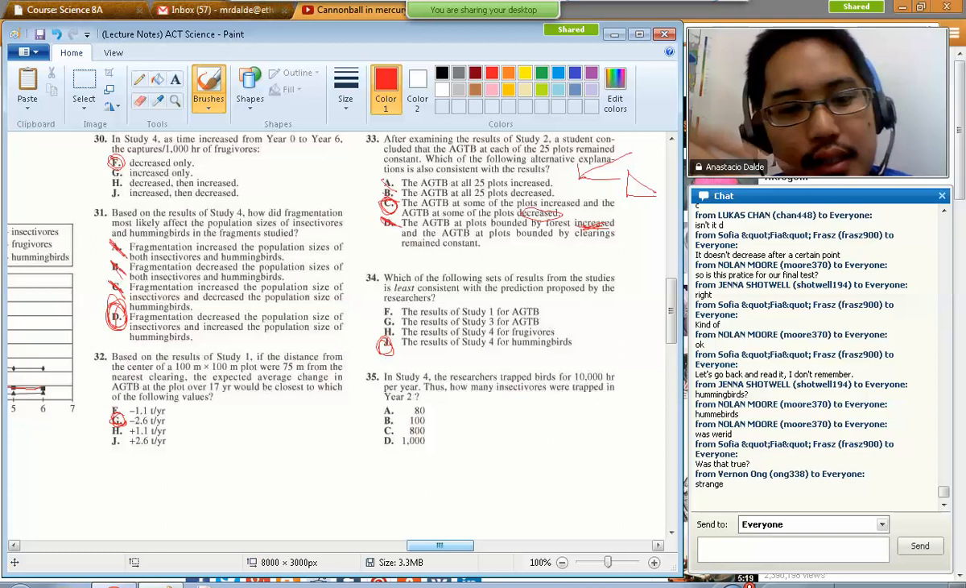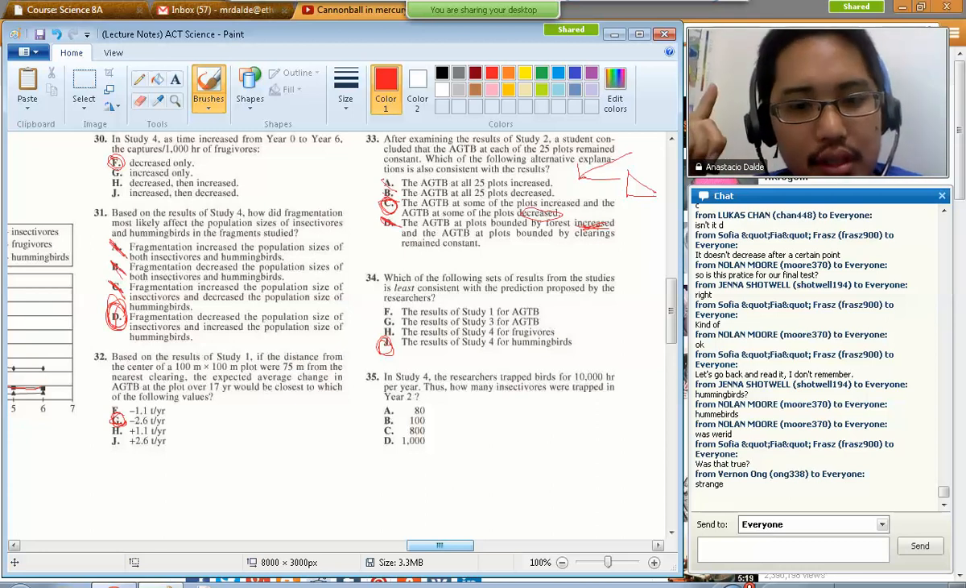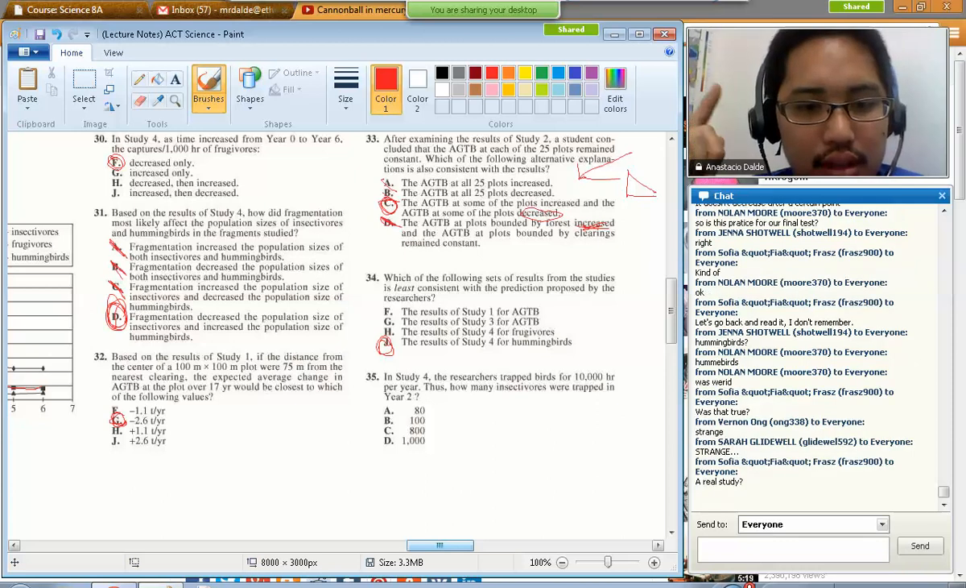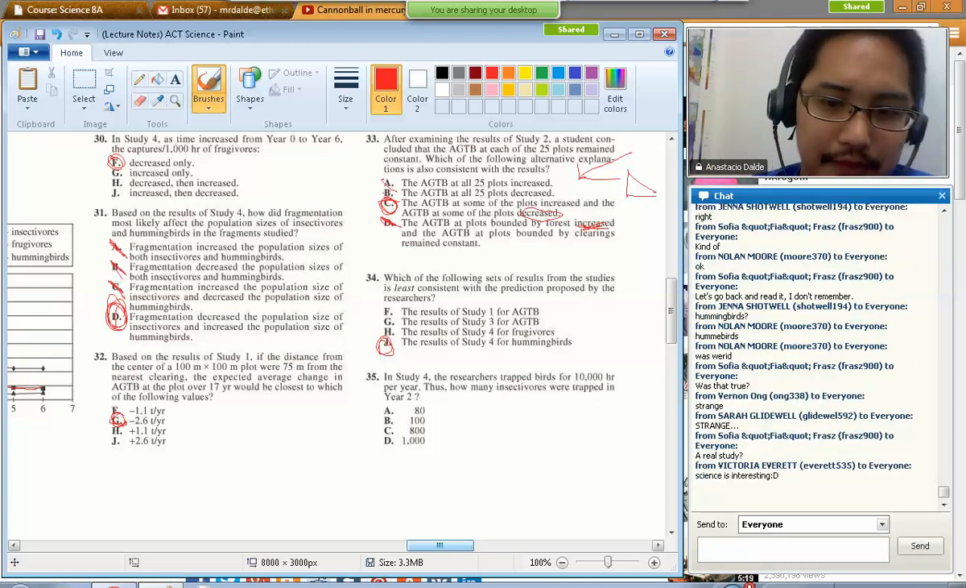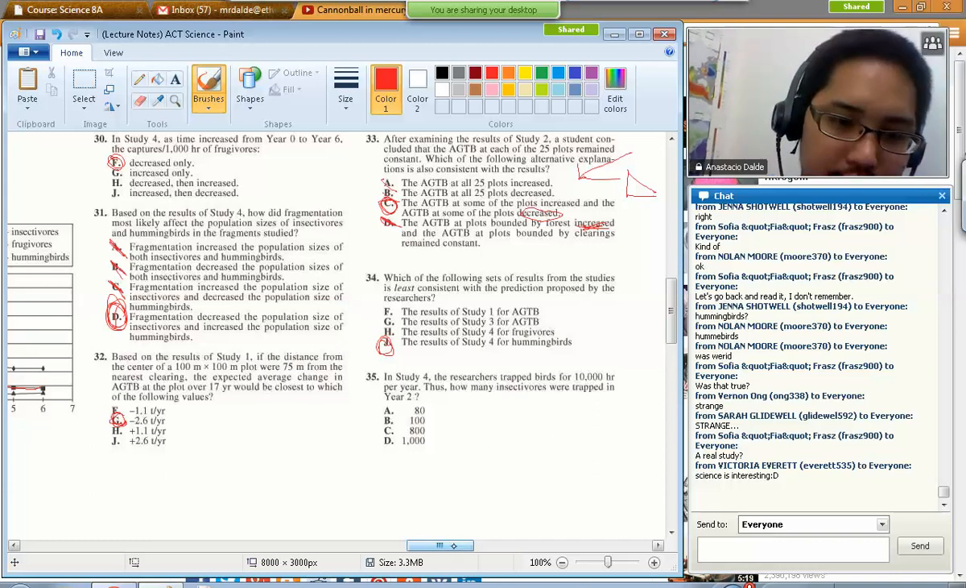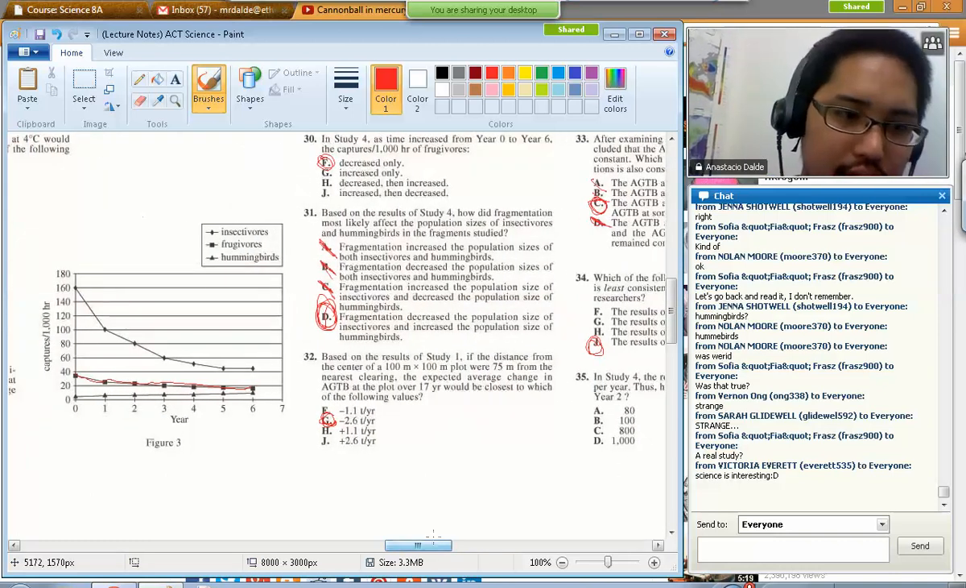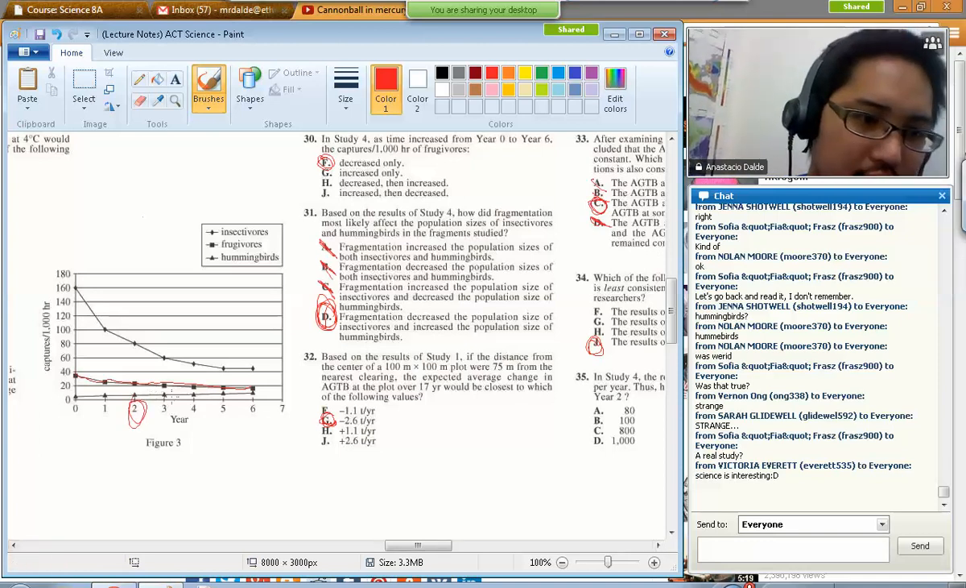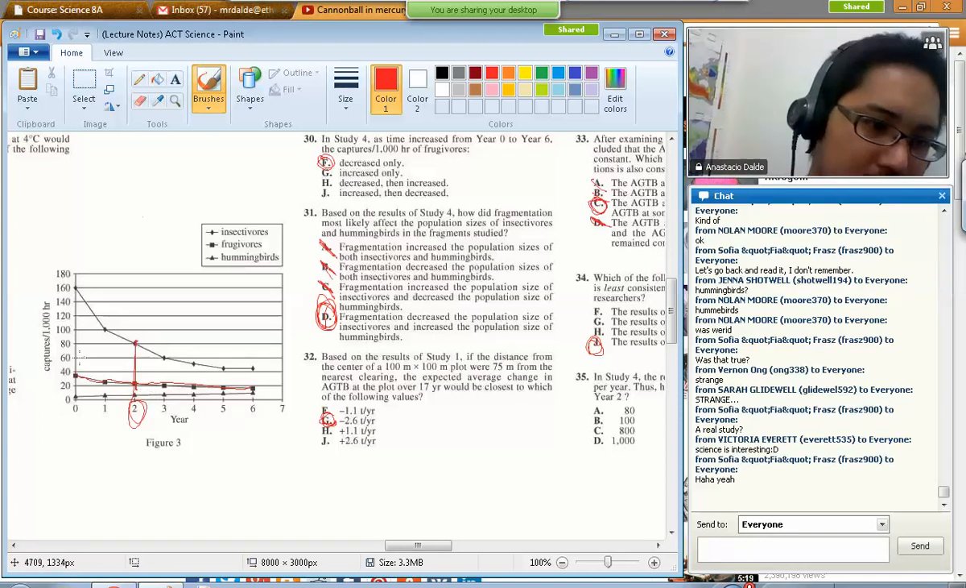Alright. Last one. In study 4, the researchers trapped birds for 10,000 hours per year. Thus, how many insectivores were trapped in year number 2? So, let's look at the picture. Year number 2. This is year number 2. How many birds were trapped in year number 2?